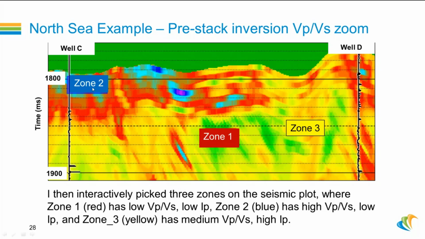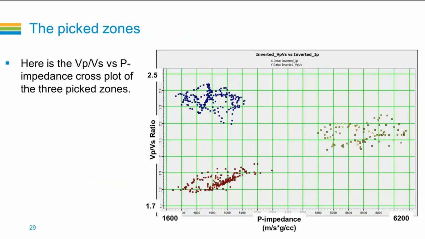Zone 2 has high VPVS and low IP, low P impedance. And zone 3, the yellow, has medium VPVS and high IP. I think I did an earlier presentation that's online that showed how to do this interactively, and it's a lot more fun to do it interactively because you can move the zones around and actually see the cross-plots changing. But be that as it may, in that location the cross-plot looks like this.